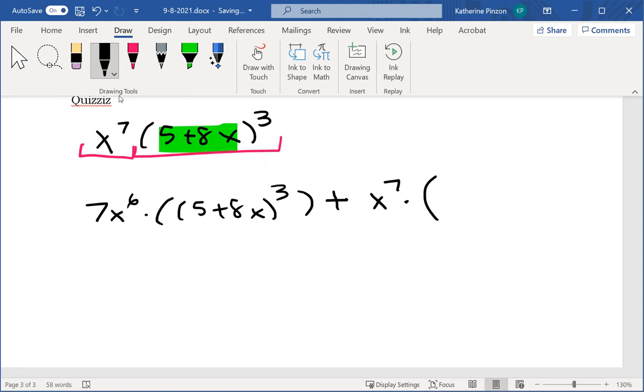times the derivative of this guy. Derivative of 5 plus 8x to the third is 3. Bring the power in front. 5 plus 8x to the second times the derivative of the inside, 8.